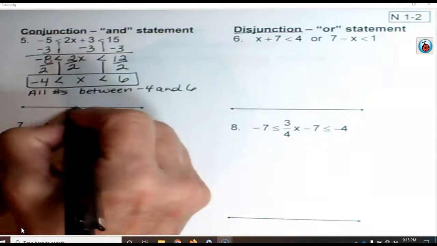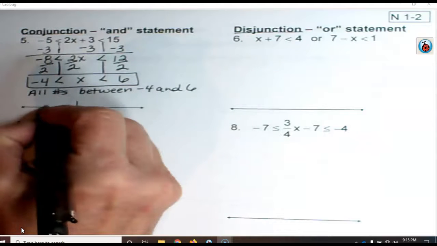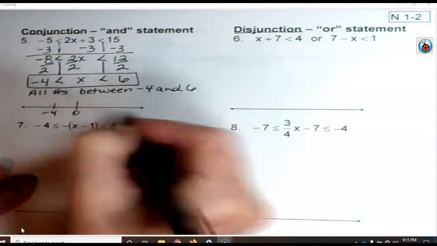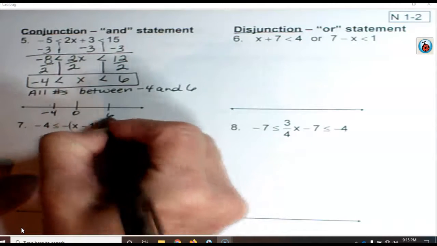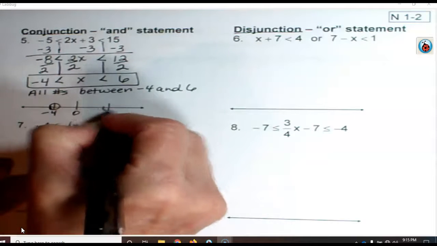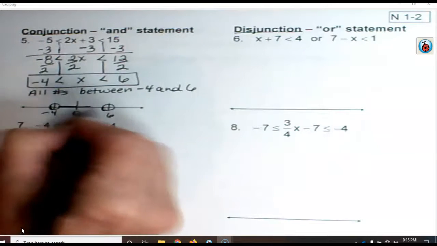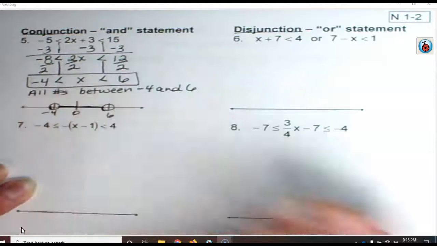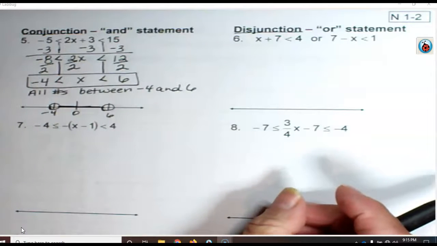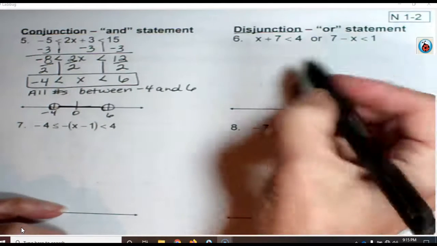Okay, so how do you graph it? Well, I'm going to put a 0 here. My -4 is somewhere over on this side. My 6 is over here. Both of them get open circles because they're just less thans. And then in between is everything in between the numbers. They come together.